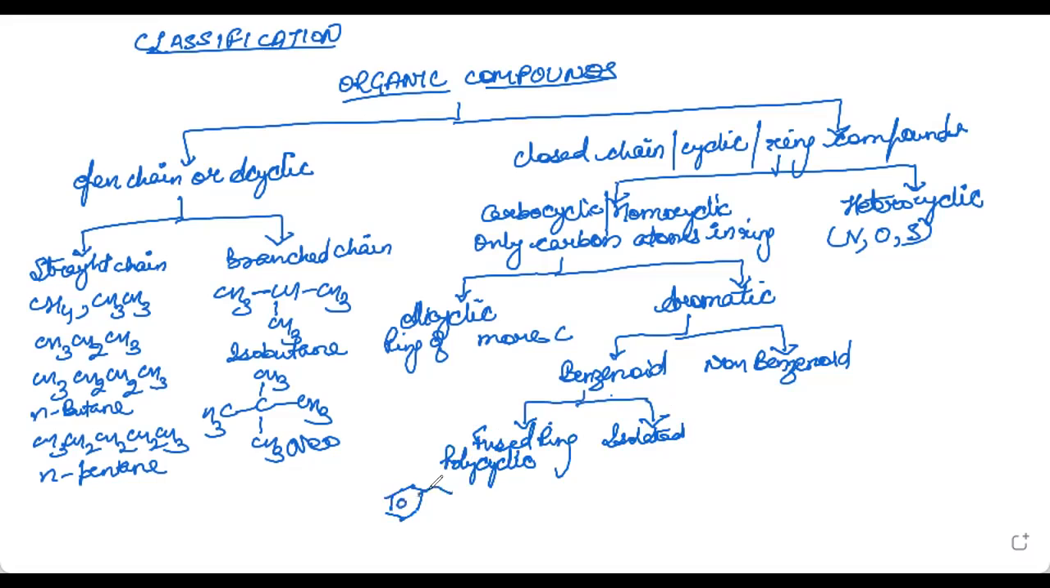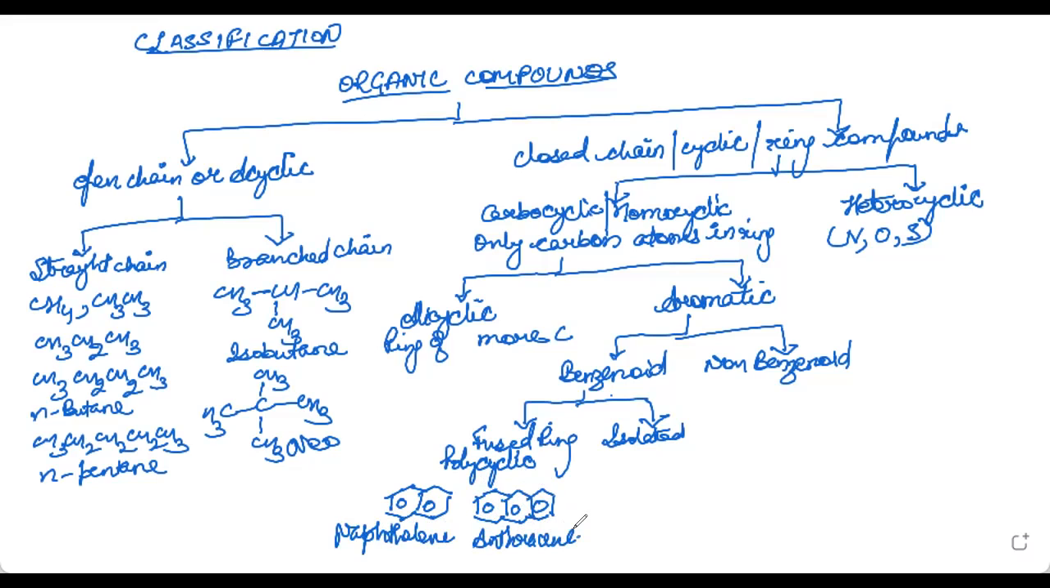It is having two benzene rings fused together. Anthracene is there, in which there are three benzene rings fused together. So this is naphthalene, and this is anthracene. Okay.